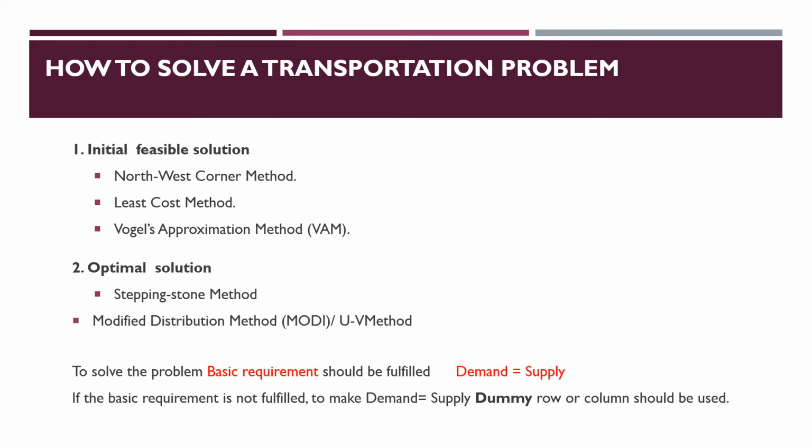To find the initial solution or the optimum solution, we have to satisfy the basic requirement. The basic requirement is the demand should be always equal to the supply. If the basic requirement is not satisfied, we have to substitute a dummy row or column to make it balance. Then only we can follow the initial feasible solution and finding the final answer using the optimum solution methods.